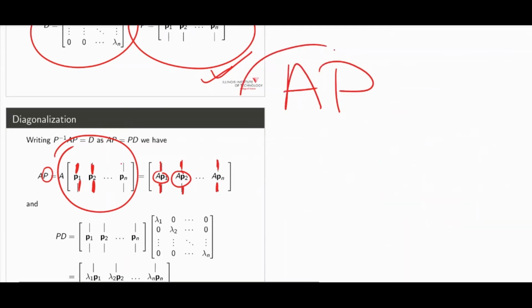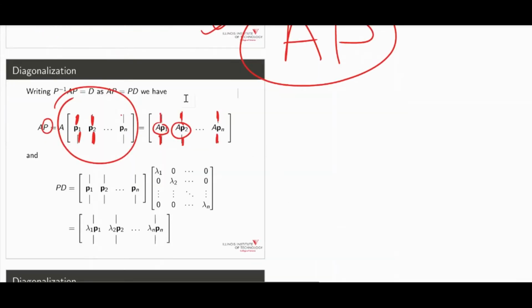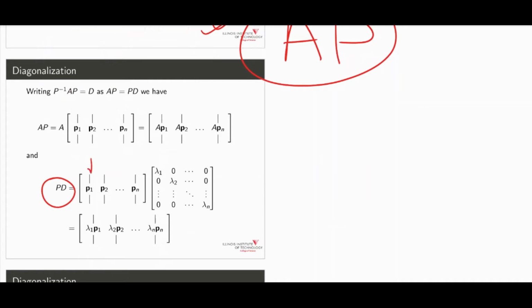All right, so now we have AP. Let's compute PD. This is going to be our PD. P is this column vector, P1, P2, all the way to Pn.